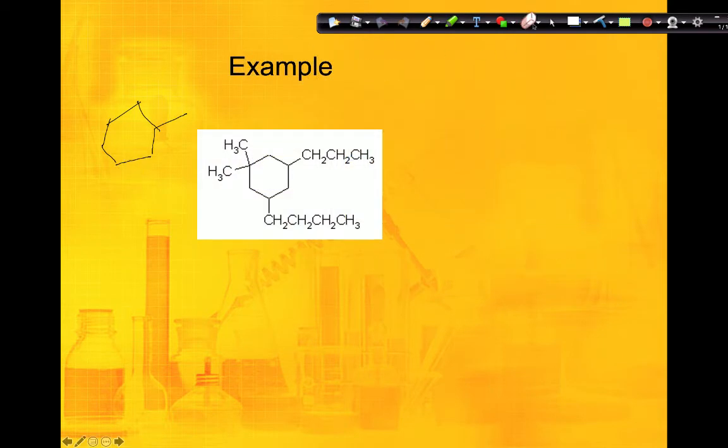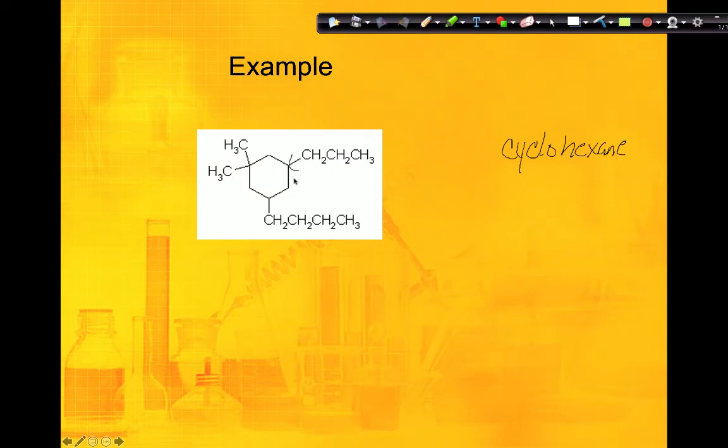Okay, so let's look at this one. First thing, look for the longest chain first. That's always going to be the first step. So this one is 1, 2, 3. This one is 4. Then the ring would be 1, 2, 3, 4, 5, 6. So that one is the longest. So we're going to have cyclohexane for the 6. Now we've got to deal with our branches.